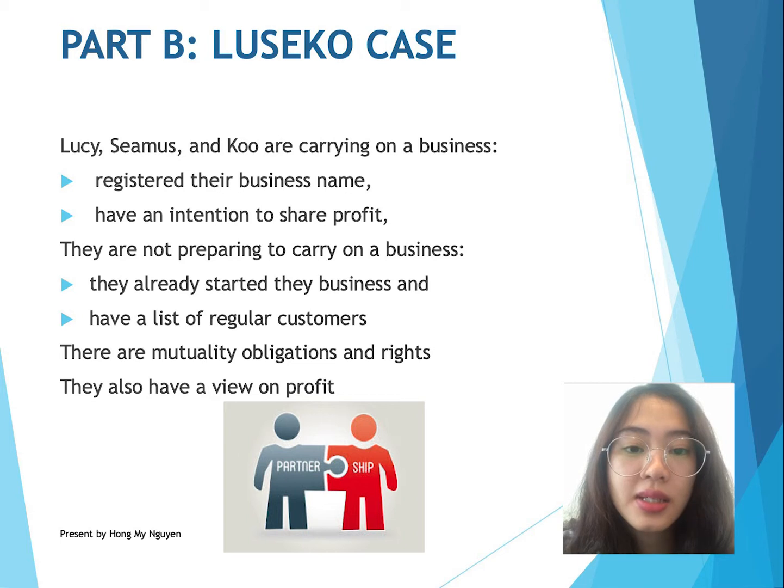The first issue is whether Lucy, Seamus, and Co are in a partnership. In these scenarios, Lucy, Seamus, and Co are carrying on a business because they registered their business name. They have an intention to share profits, and besides, they are not preparing to carry on a business because they have already started their business and they have a list of regular customers. Moreover, there are obligations and rights, which are putting their own property into their business, being involved in doing their business and sharing profits. Furthermore, they also have a view on profits because their profit will be shared among each partner to finance their business. So in conclusion, Lucy, Seamus, and Co are in a partnership.